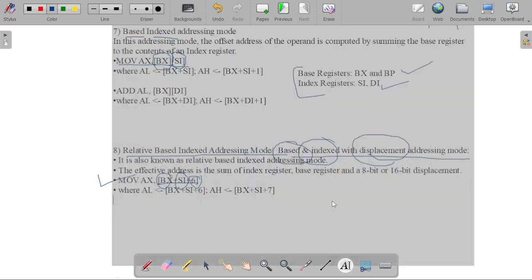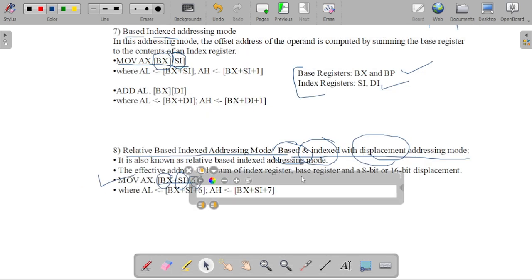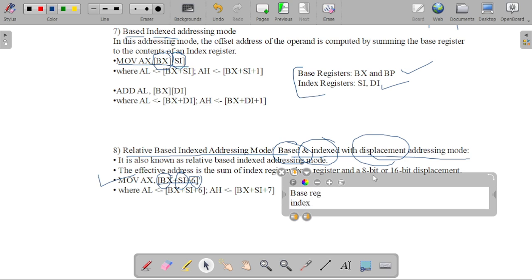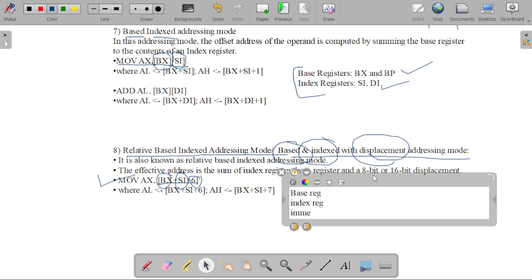In this type of instruction, the base register is available, the index register is also available, and the immediate value is also available in our instruction. If the combination of these three is available in that instruction, at that time we consider the addressing mode as the relative base index addressing mode.